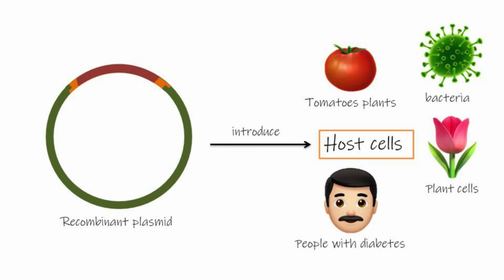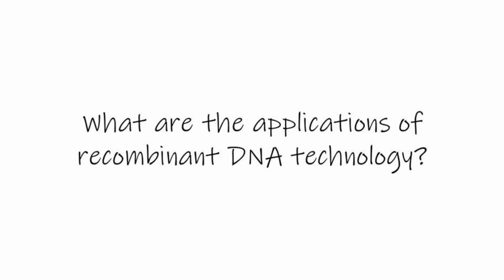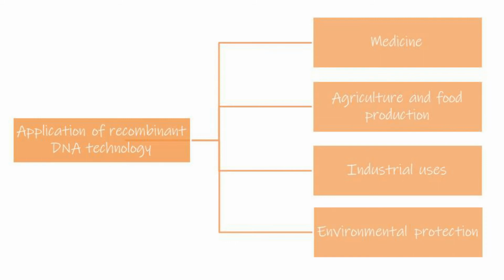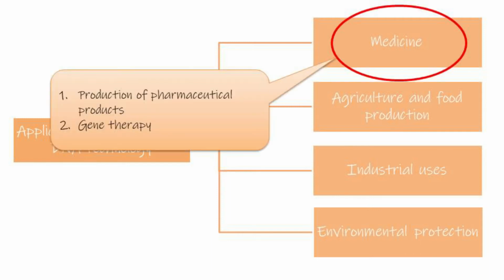After these 4 steps, the recombinant plasmid can be introduced into host cells for expression, such as producing human insulin for people with diabetes and producing tomato plants with the characteristic of longer shelf life. Therefore, what are the applications of recombinant DNA technology? It is used in medicine, agriculture and food production, industrial uses, and environmental protection. In the field of medicine, it has not only helped in the production of pharmaceutical products, but also gene therapy.